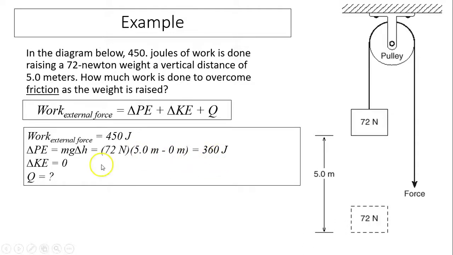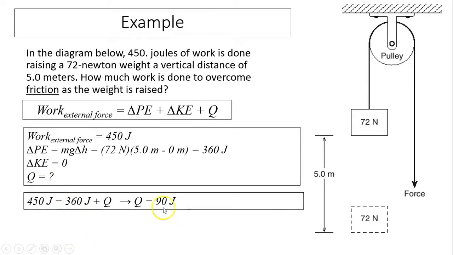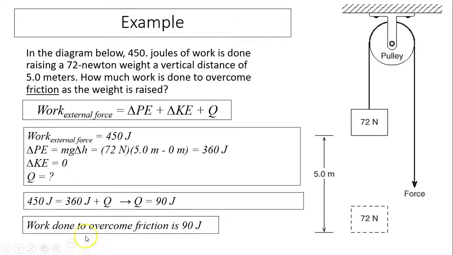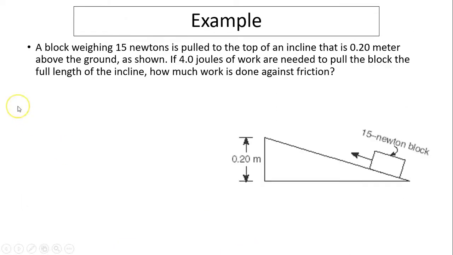You have 360 joules. Delta KE equals 0. How do I know? Because you start at rest. When you lift it this high, it is stopped, so it's again at rest. So change in KE equals 0. What is Q equal to? Plug everything in, and you have Q equals 90 joules. So the work done to overcome friction is 90 joules in this case.